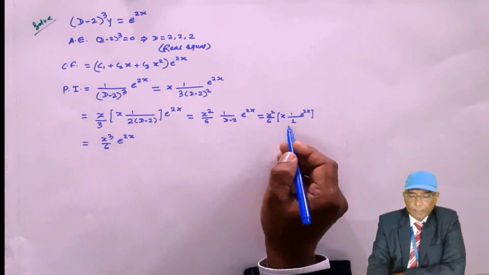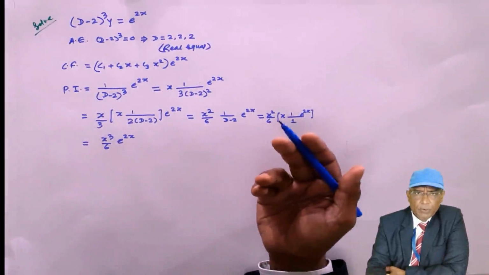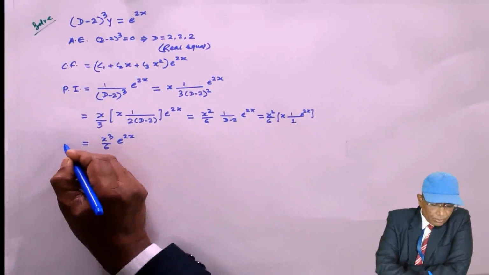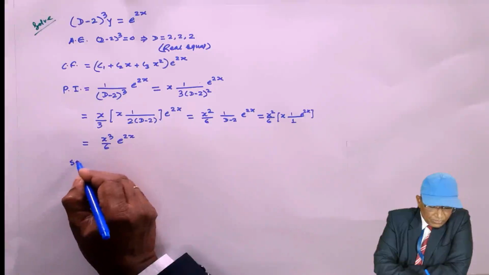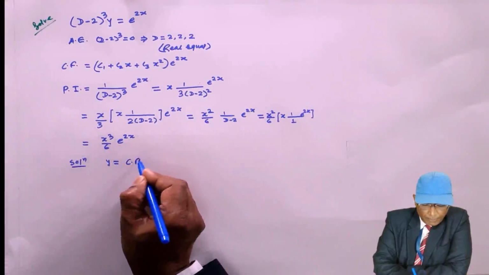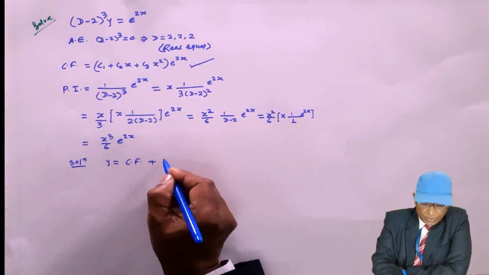Once you remove d from the denominator, or it may occur in the numerator also in some cases, then we have solved our problem. Now, the solution of the differential equation is y equal to CF, the complementary factor, which we found, plus the particular integral.